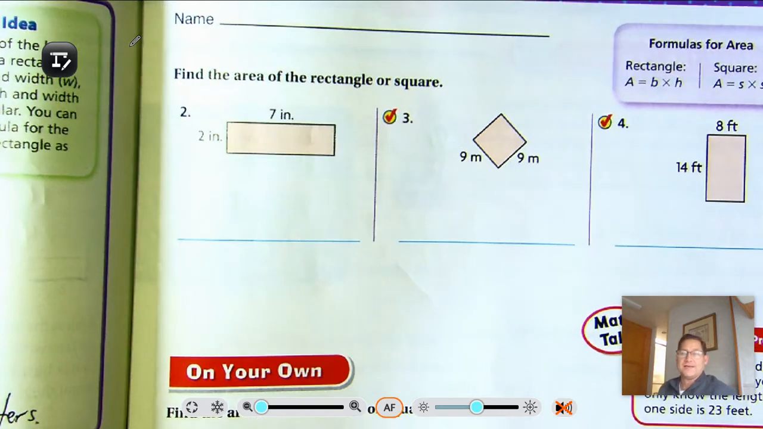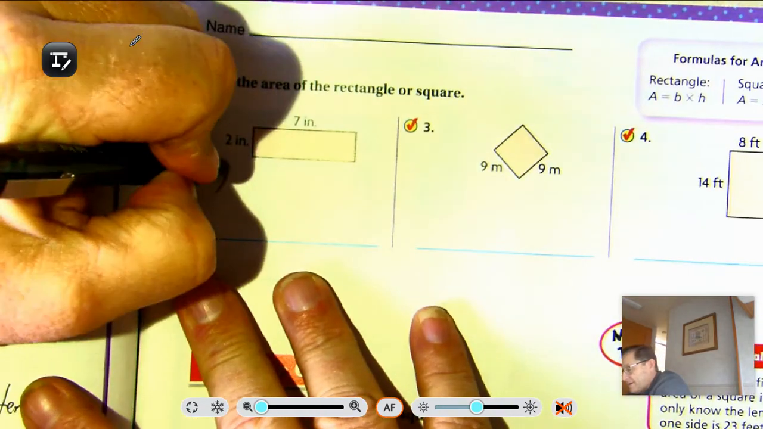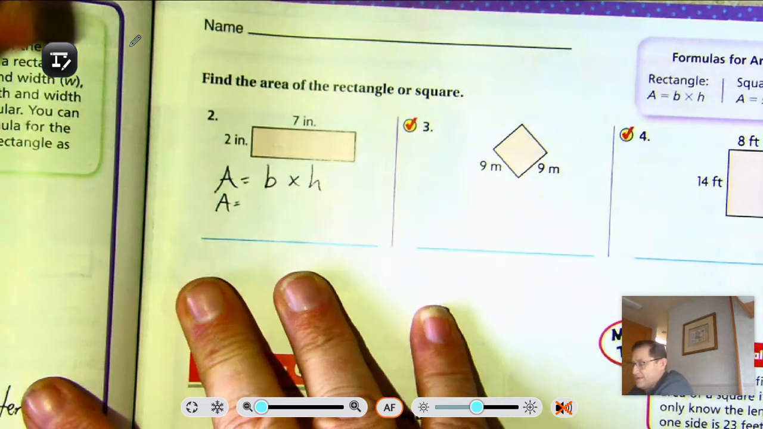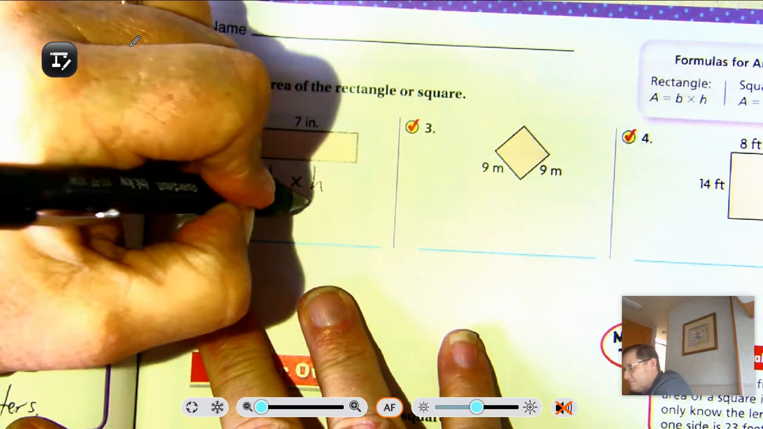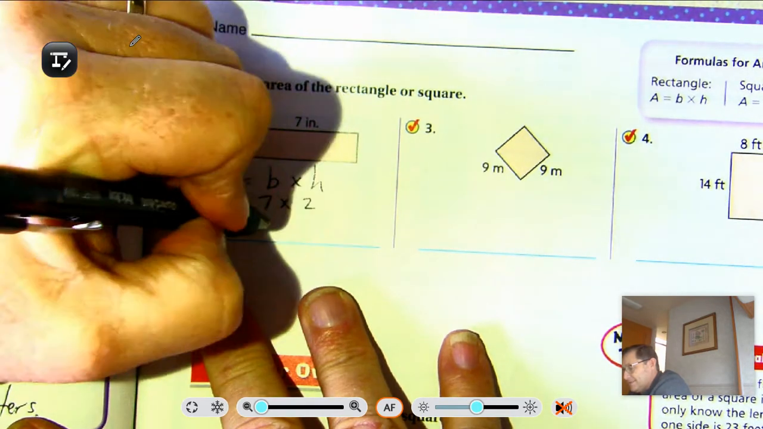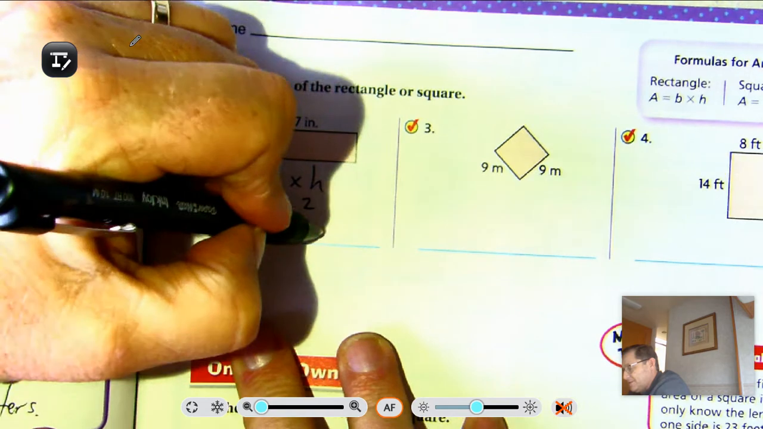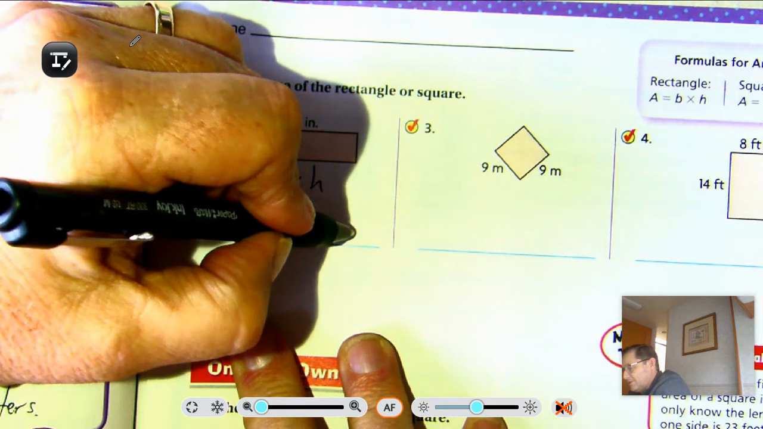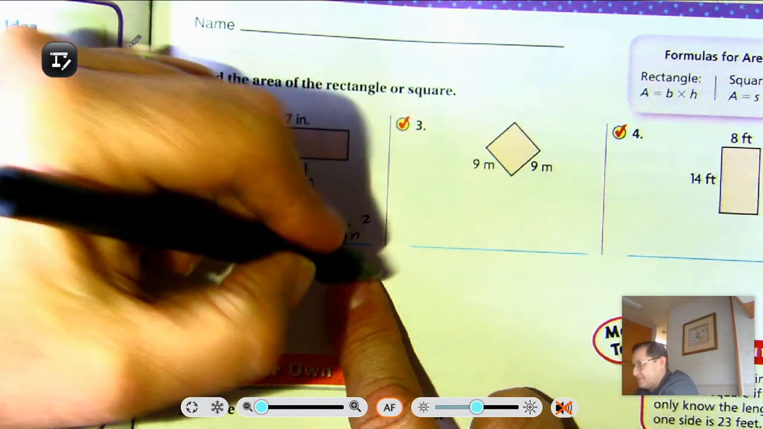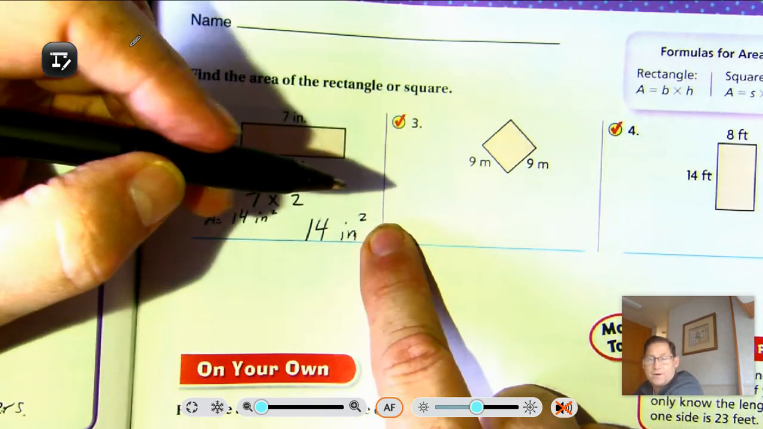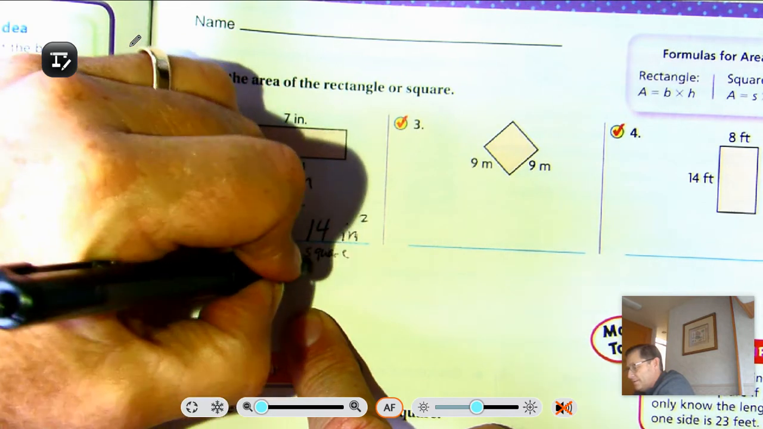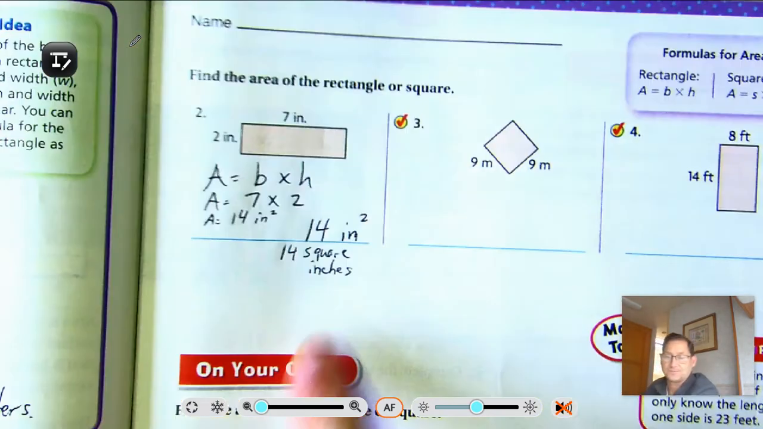Find the area of the rectangle or square. Area equals base times height. Area equals 7 times 2. So area equals 14 square inches. So this is the abbreviation, the symbols for inches squared, or you can write it out as 14 square inches.